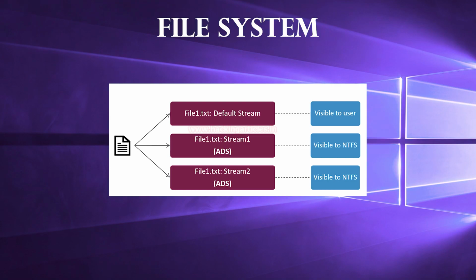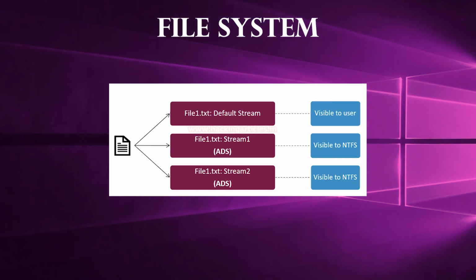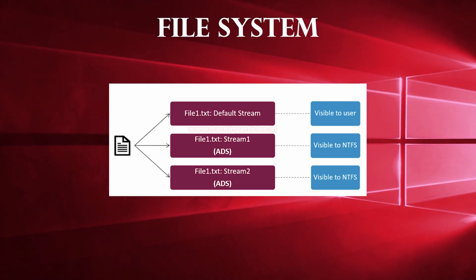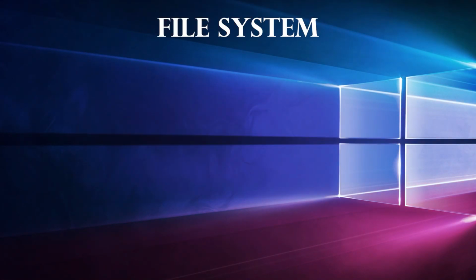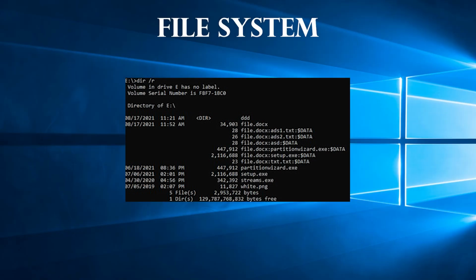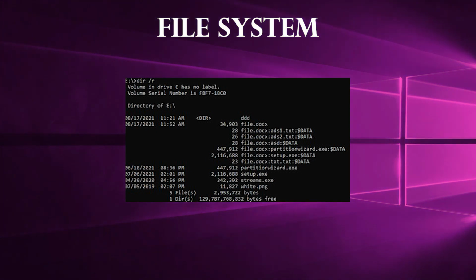This can be useful for storing metadata or other types of additional information about a file. For example, a file might have a primary data stream that contains the actual file data, and an ADS that can contain metadata such as author, creation date, or revision history. NTFS stores ADS information in the file's MFT, which provides a central index of all files and directories on an NTFS volume. While ADS can be a useful feature, it can also be a security risk if not properly managed.